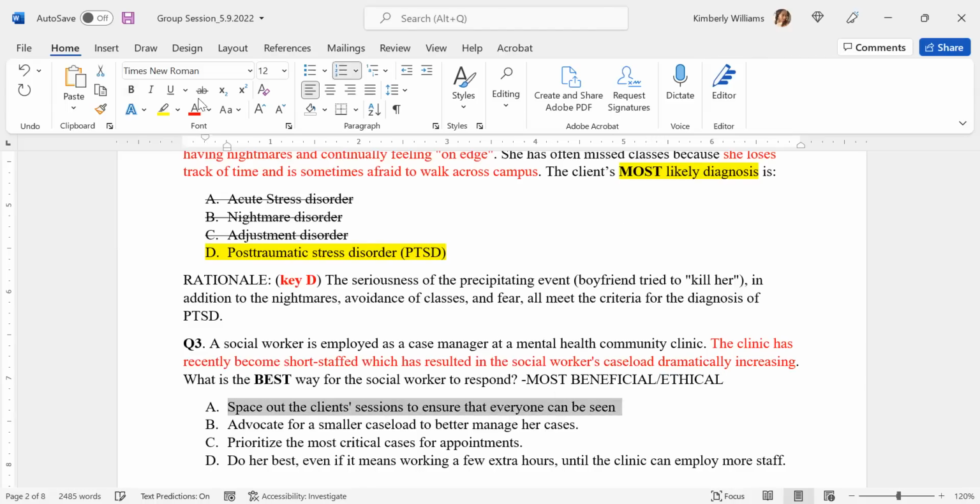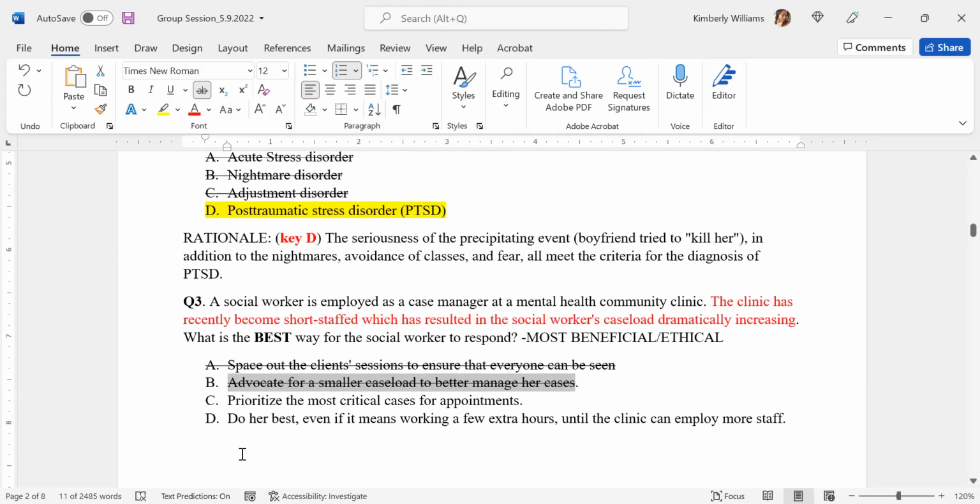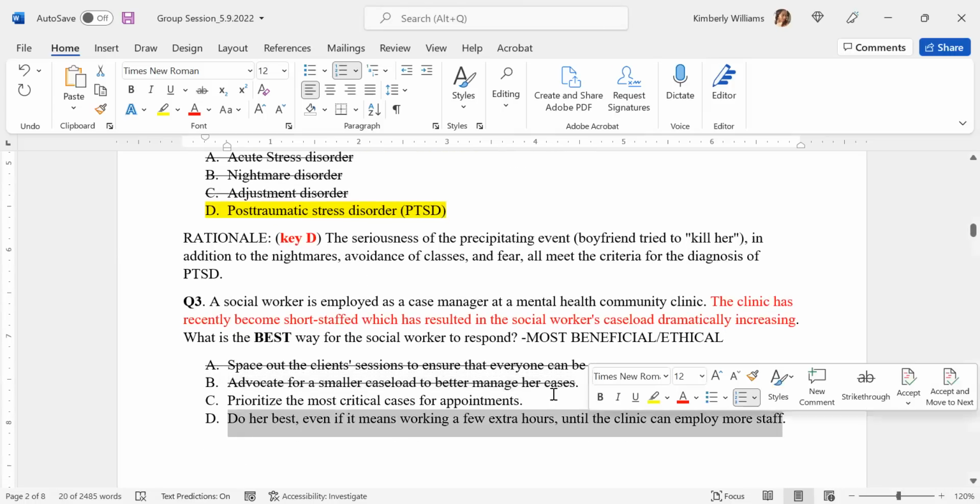What about B? Advocate for a smaller caseload to better manage her cases. Is that the most beneficial and ethical thing that she could do? Pause and scratch. Scratch. Okay. What about C? Pause. Okay. And what about D? Scratch. Pause. All right. So tell me why we scratched A.